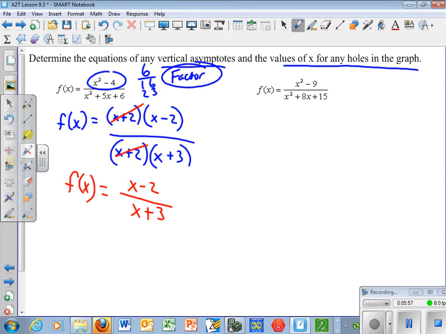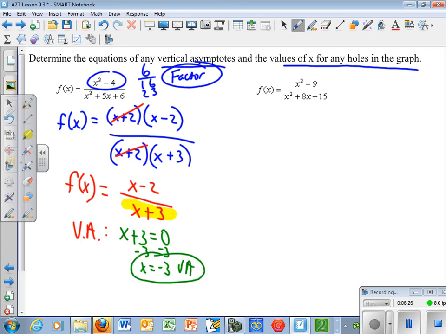So, a vertical asymptote, and I'm going to abbreviate that VA, occurs when the denominator is equal to 0. So if we look at our denominator here, x plus 3, set it equal to 0 and say, okay, what would x have to be to make it undefined? Well, we subtract 3. So x equals negative 3, or this rational function would have a vertical asymptote at x equals negative 3.